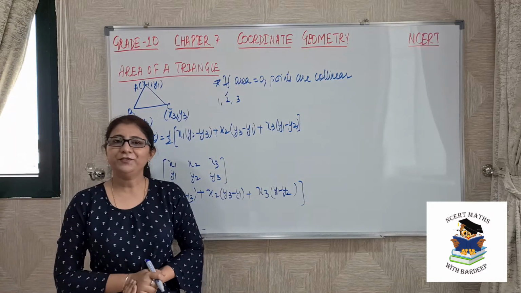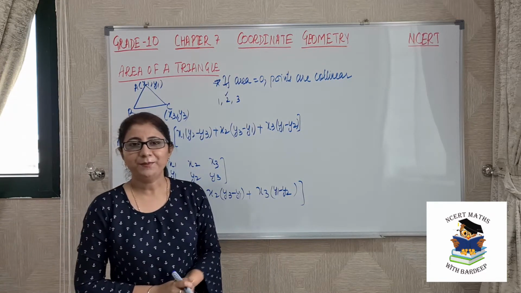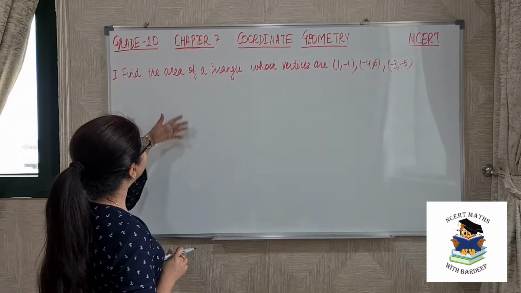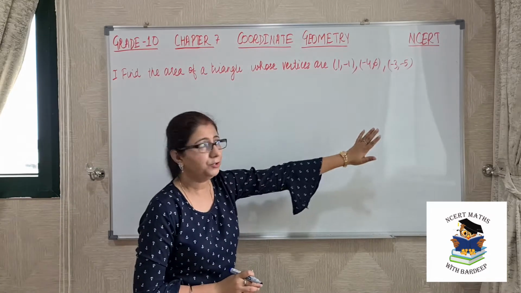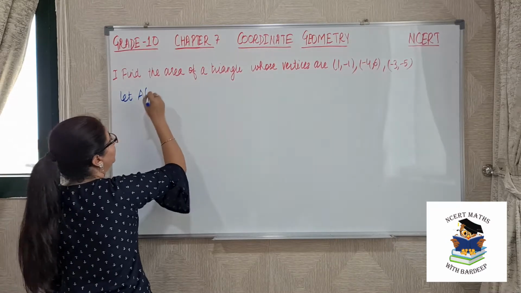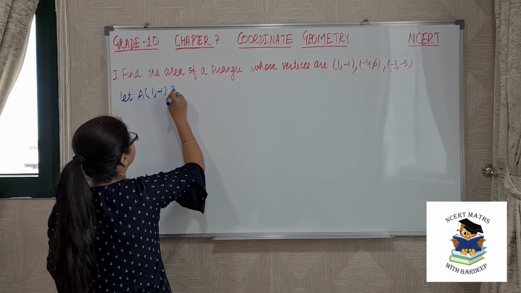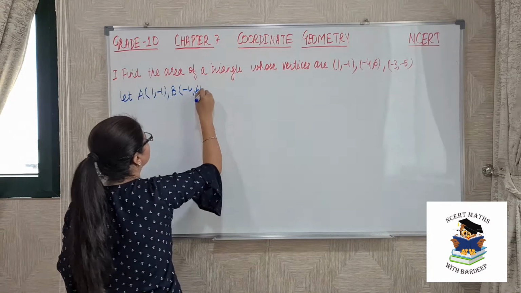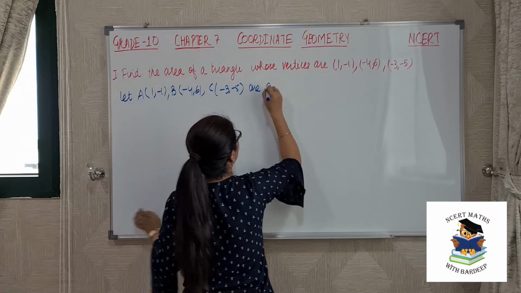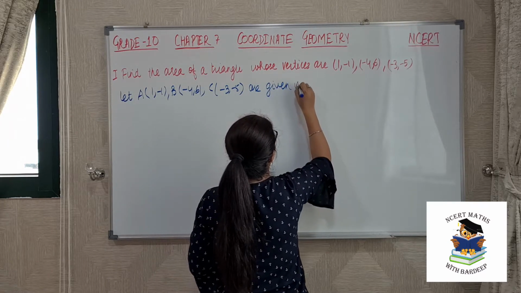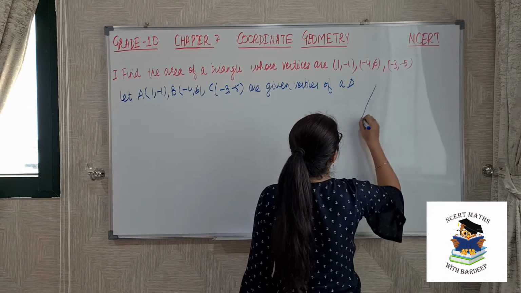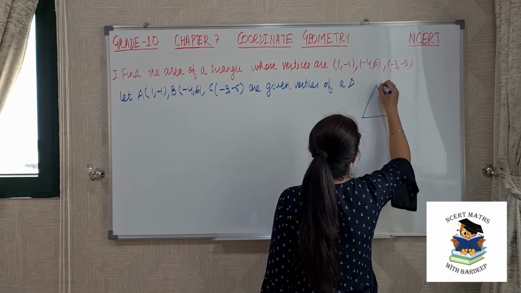So now let's see what are the different types of questions that will come in your examination on this topic. So let's take an example. How to find area of a triangle when vertices are given to you. So we will write let A as 1, minus 1, B as minus 4, 6 and C as minus 3, minus 5 are given vertices of a triangle. So you can make one triangle also if you want.